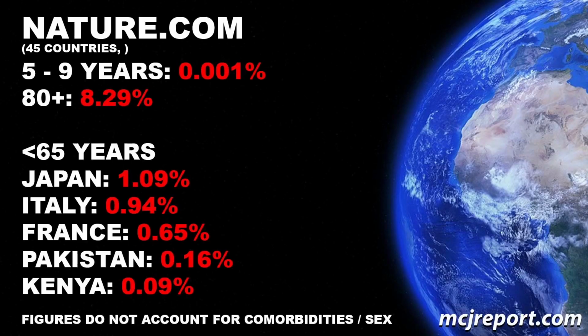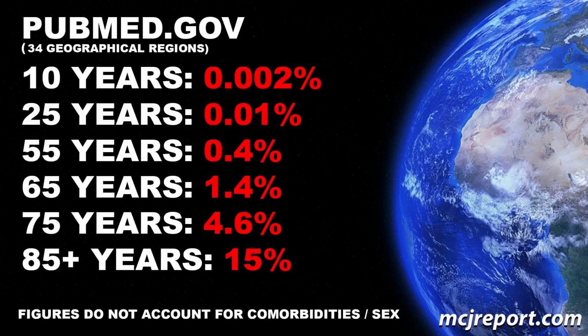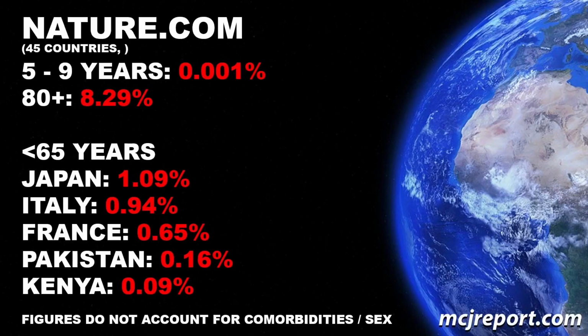We have nature.com, 45 countries. Okay, so children 5 to 9 years old, infection fatality rate published 0.001%. Okay, so that's 99.99, fill in the blank. 80 years plus, we have 8.29%. Okay, which is lower than what we've seen here at 15%.